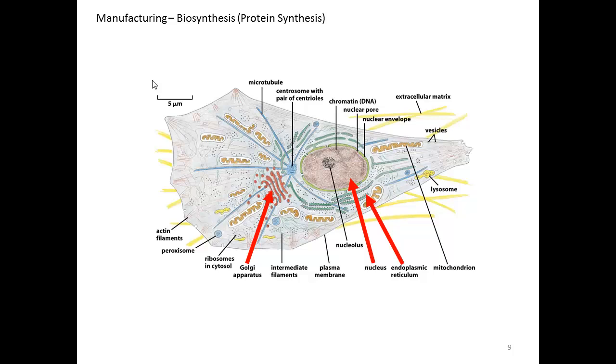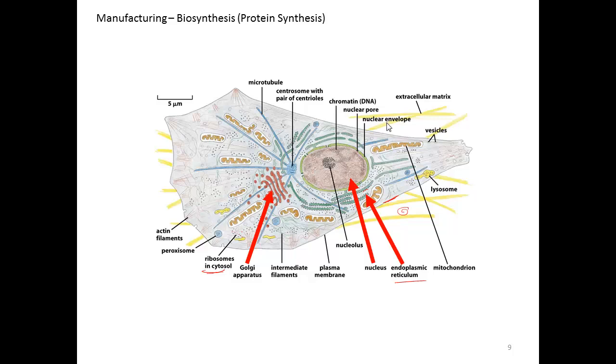Now, protein synthesis can occur in two places. They can occur on ribosomes here in the cytosol, these dots, or they can occur on ribosomes on the endoplasmic reticulum. Proteins that are made on the endoplasmic reticulum are destined for the membranes or to be secreted to the external environment. Ribosomes in the cytosol are for proteins that are free in the cytosol or can get transported into other locations like the nucleus.